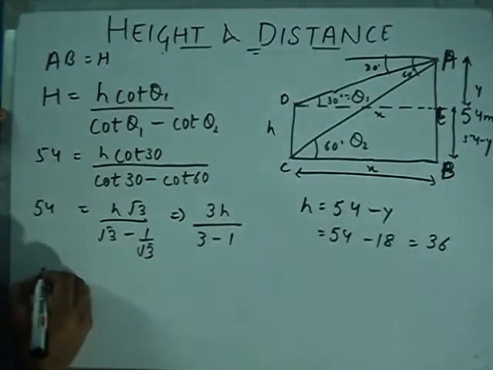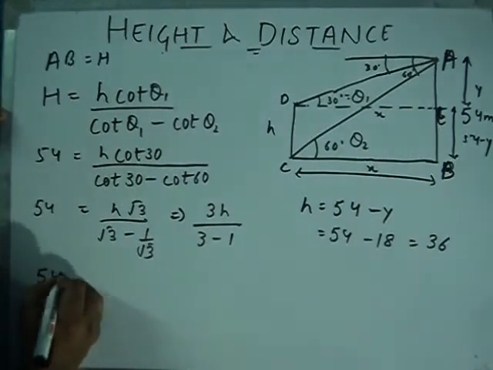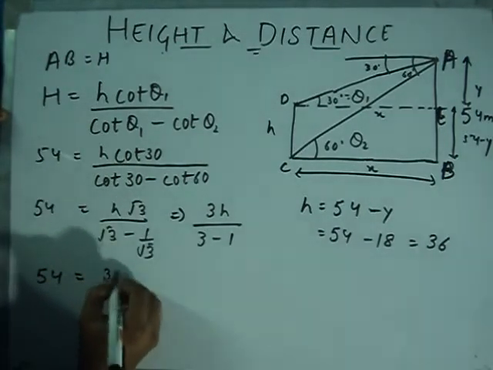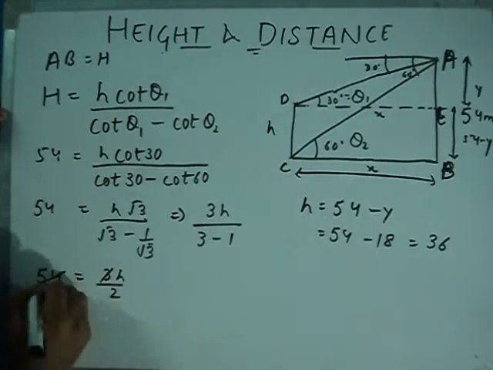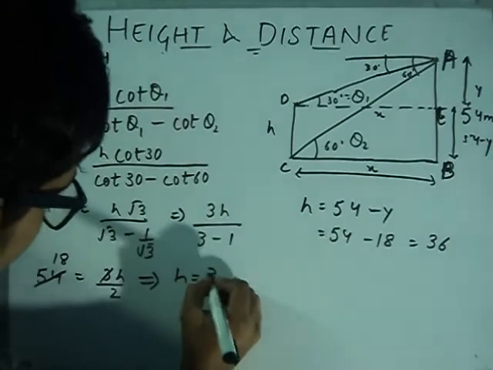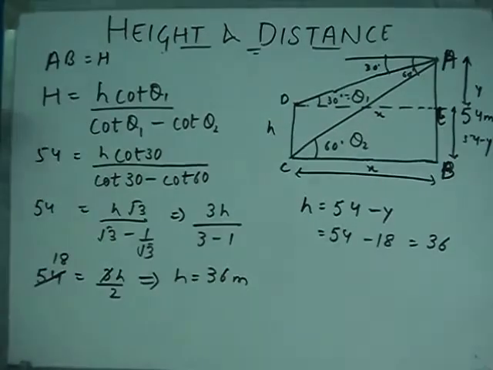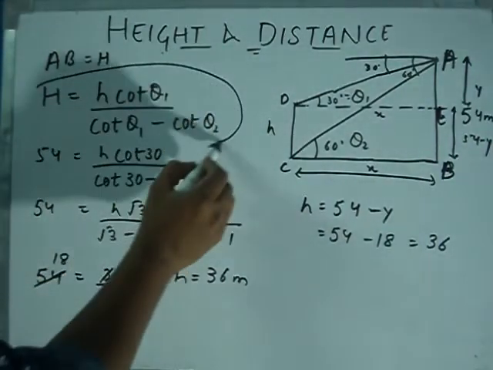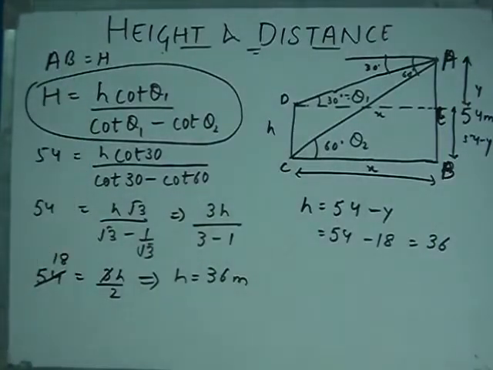So we get 3h by 3 minus this. This value will come by using cross multiplication. We get 54 equals 3h divided by 2, and we cancel out at 18. So h is equal to 36 meters. It's the solution. It's a trick. This formula is a simplified version of all those calculations which we did previously.